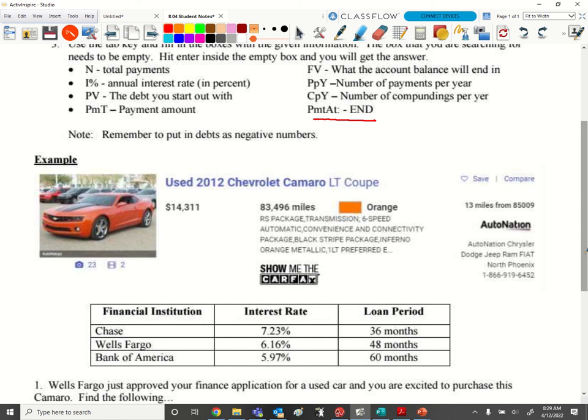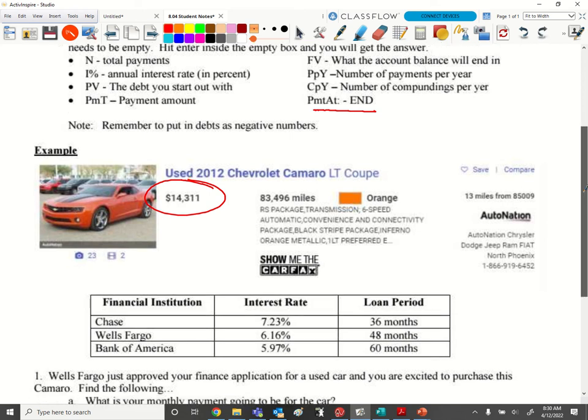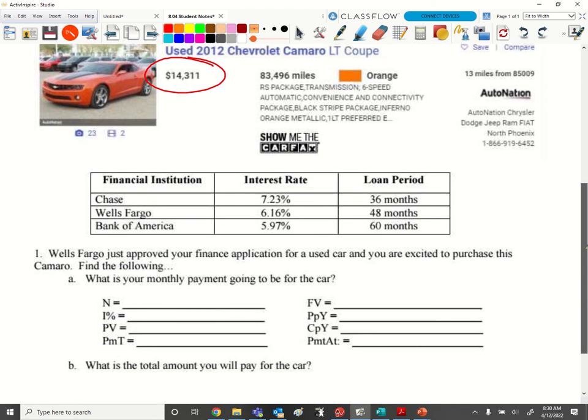What is the information I need to look at from this ad right here? The price. Now, what does the price represent? Okay, but in my calculator, in my settings, where am I going to put that? PV, right? The debt you start off with. So this is going to be negative 14,311. You're going to put that right there in that PV category. So we're filling in here, right?